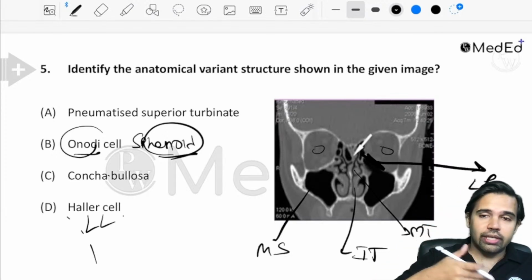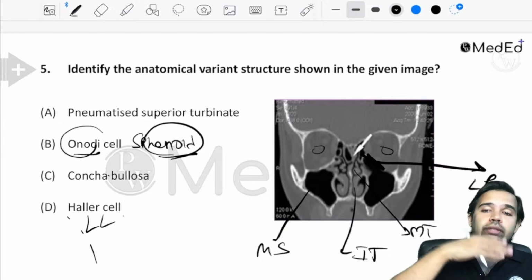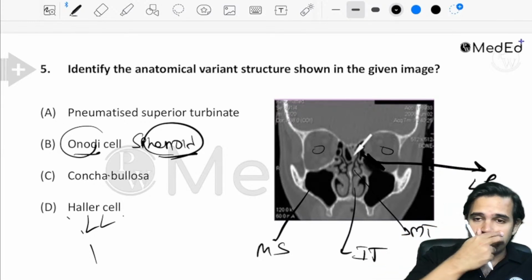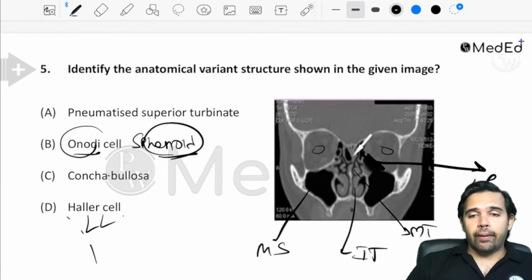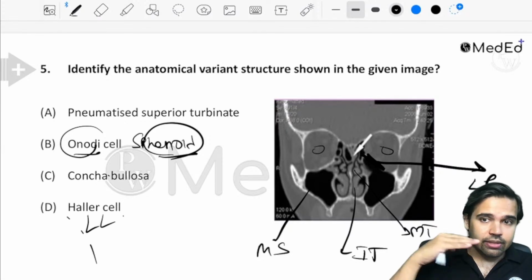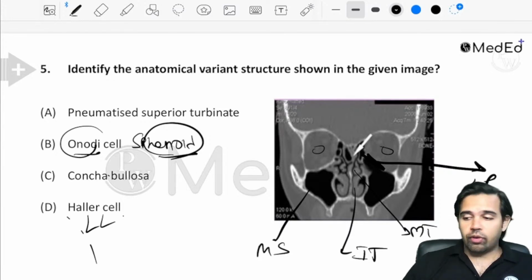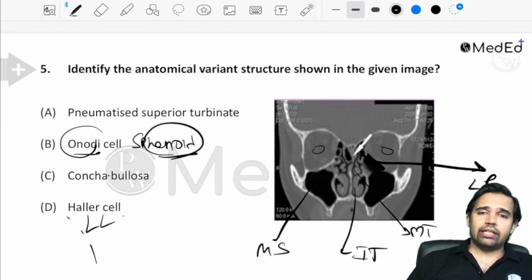Sorry, this is the coronal section. Did I say axial in the beginning? Axial is like this. This is coronal, and the side view is sagittal. Okay, sorry about that. In this coronal section, you're not going to really see the sphenoid. In the axial section, you may see the sphenoid. In the sagittal section, like this, you may see the sphenoid. But you won't see it in the coronal section.